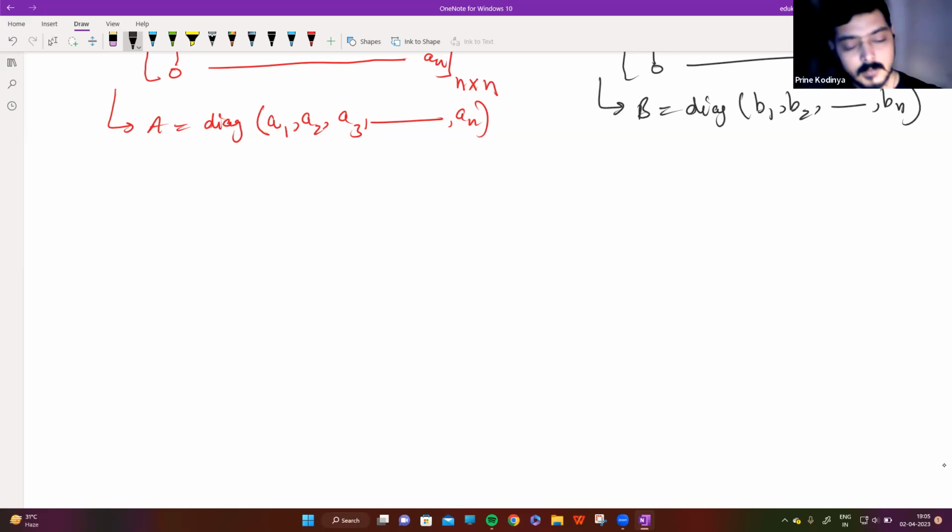Okay, cool. Then in that case, we should multiply this A cross B, right? And B cross A. We'll find out both of them. So let's find out A cross B. To find A cross B, we have to multiply rows of A with columns of B. We know the multiplication part. Now let's multiply first row of A with first column of B.